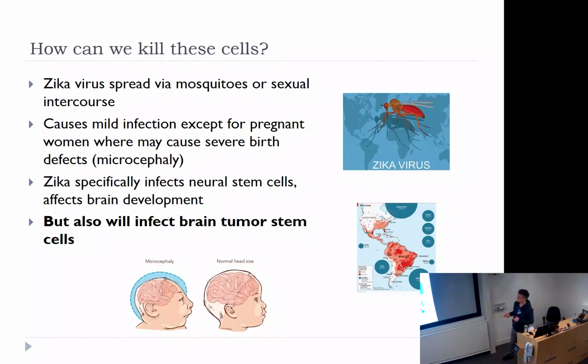So the Zika virus is primarily spread by mosquitoes, and it occurs across the world, but Brazil has been really an epicenter for the Zika epidemic. We know that Zika works to cause these birth defects by infecting what we call the neural stem cells. Those are the normal brain cells that allow the brain to develop. But here's the thing. We also know that Zika will very specifically infect brain tumor stem cells.